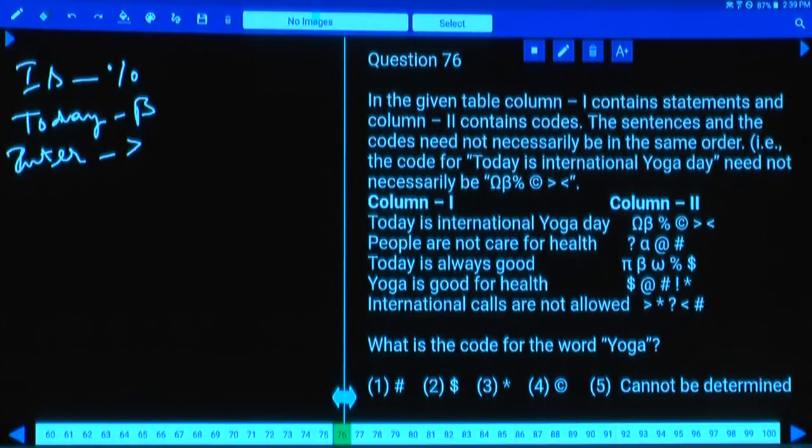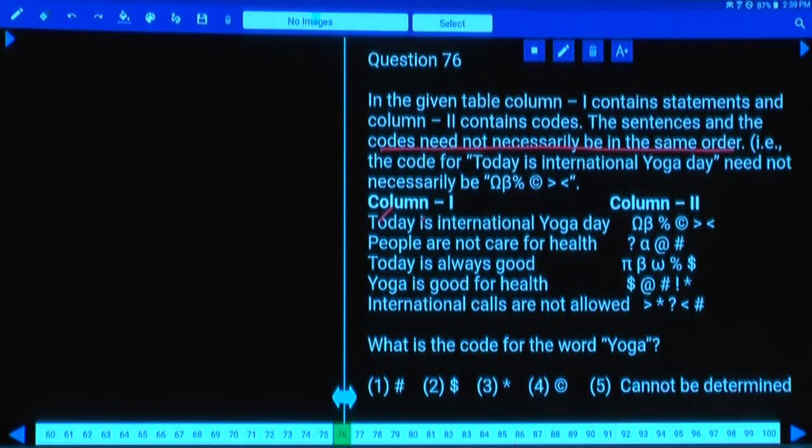Now today is International Yoga Day. Here the sentences and the codes need not necessarily be in the same order. That is given. So first we should identify the order of this one. Today is International Yoga Day. How many are there? There are 5 elements.